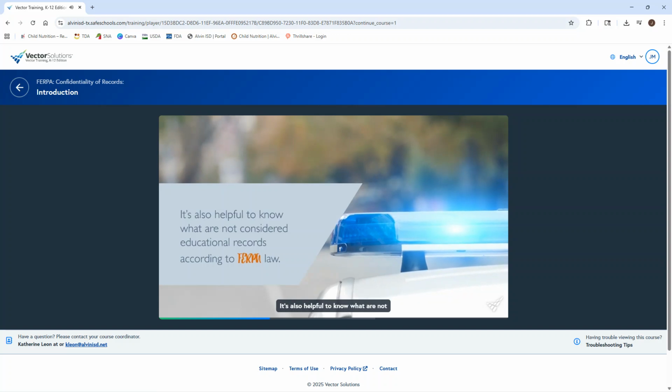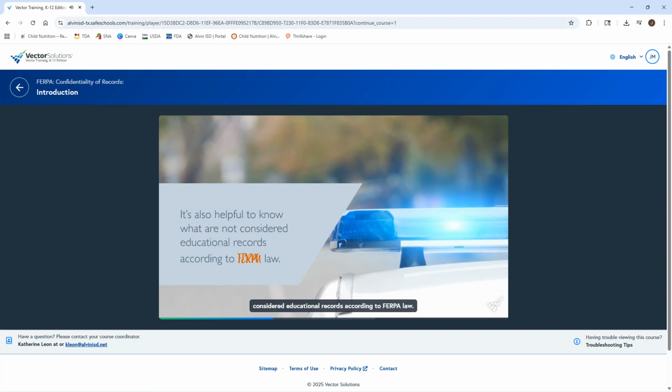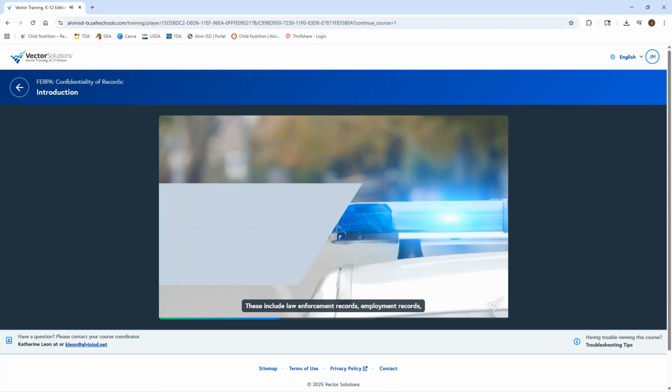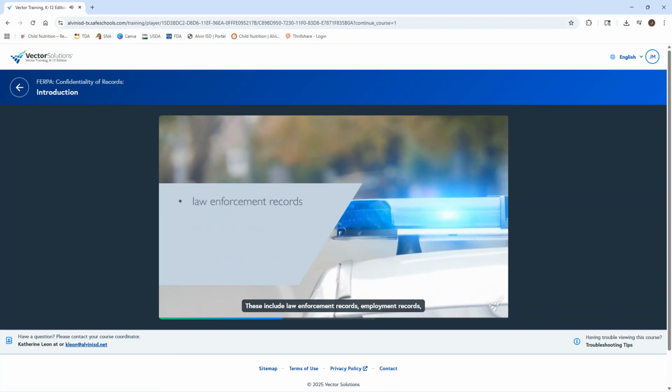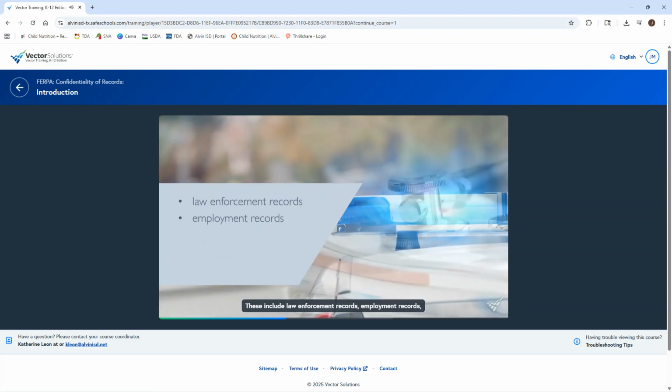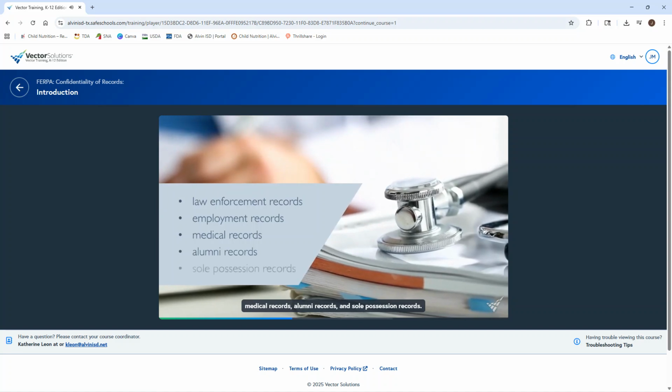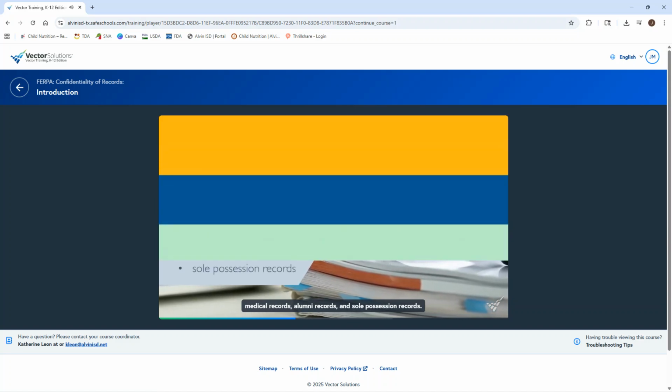It's also helpful to know what are not considered educational records according to FERPA law. These include law enforcement records, employment records, medical records, alumni records, and sole possession records.